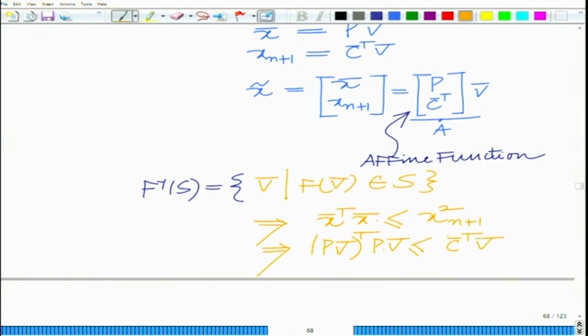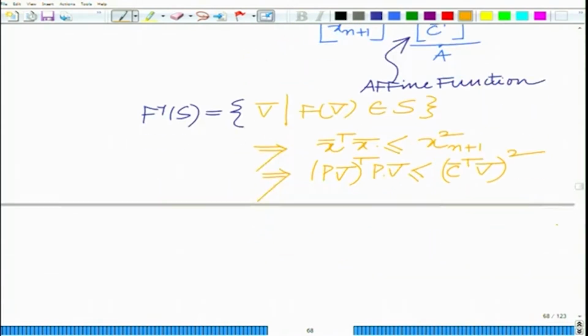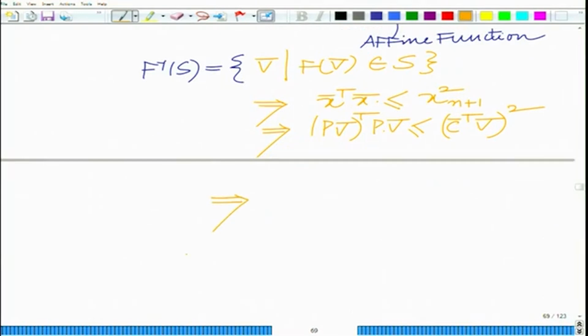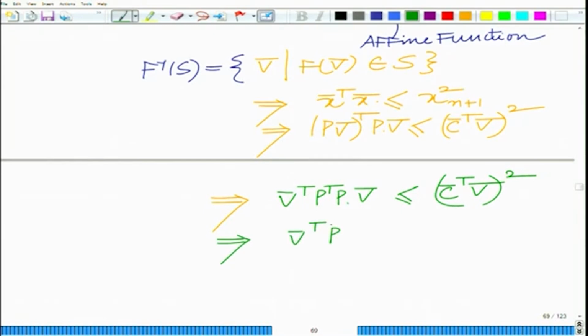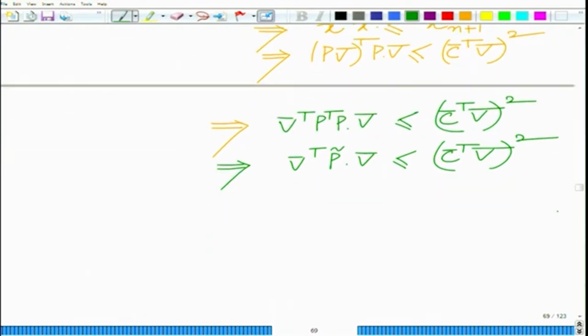Remember, x n plus 1 is c bar transpose v bar, square of that, which basically implies that v bar transpose P transpose P v bar is less than or equal to c bar transpose v bar whole square, which basically implies v bar transpose P tilde v bar is less than or equal to c bar transpose v bar whole square. And this matrix P tilde is defined as P transpose P, and you can see this is a positive semi definite matrix.